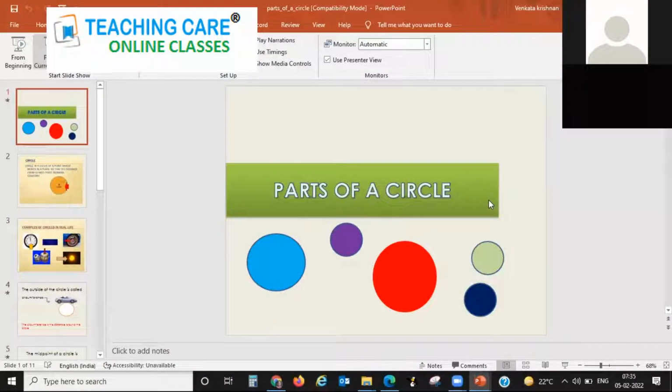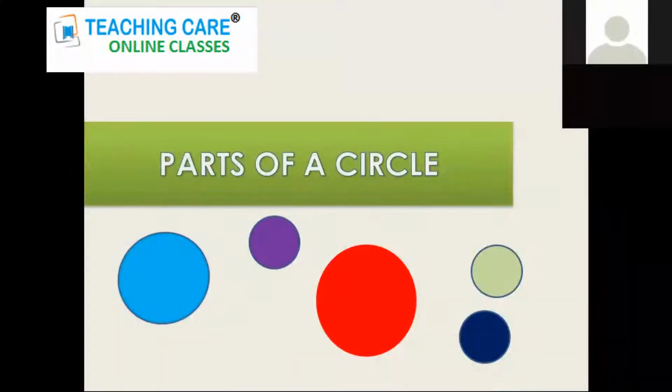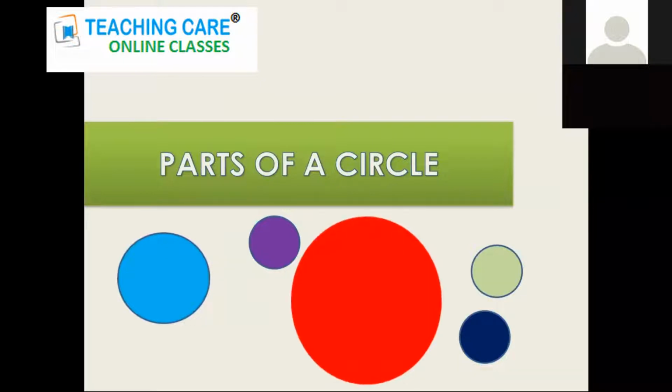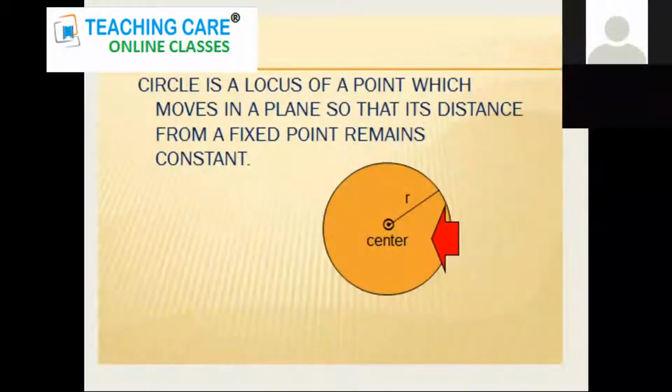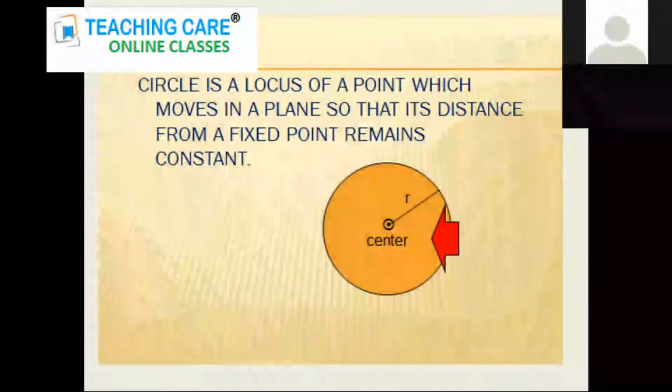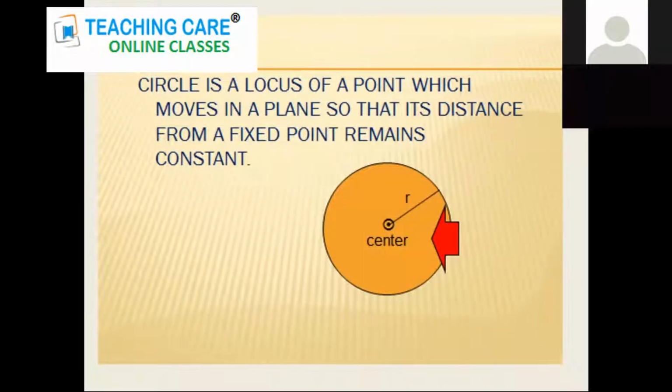So we will see the introduction of a circle, because the topic is related to the equation of the circle. Circle means it's a locus of a point which will be moving in a plane, with a center that is a fixed point and remains constant throughout the rotation. So a circle is a locus of a point which moves in a plane so that its distance from a fixed point remains constant.